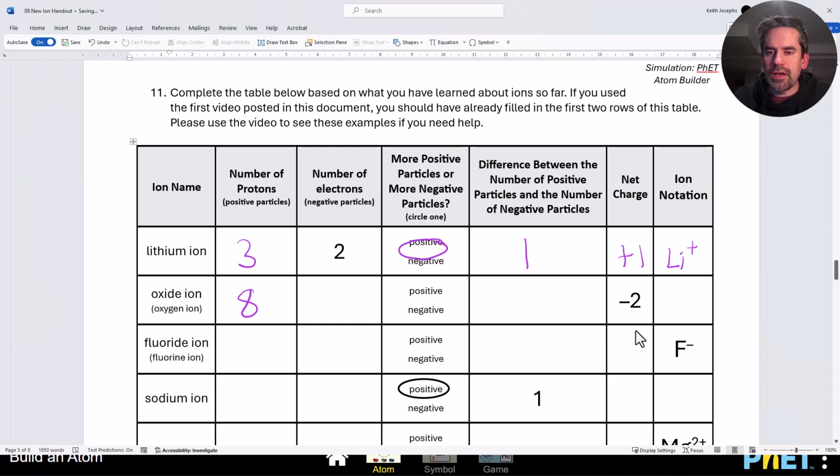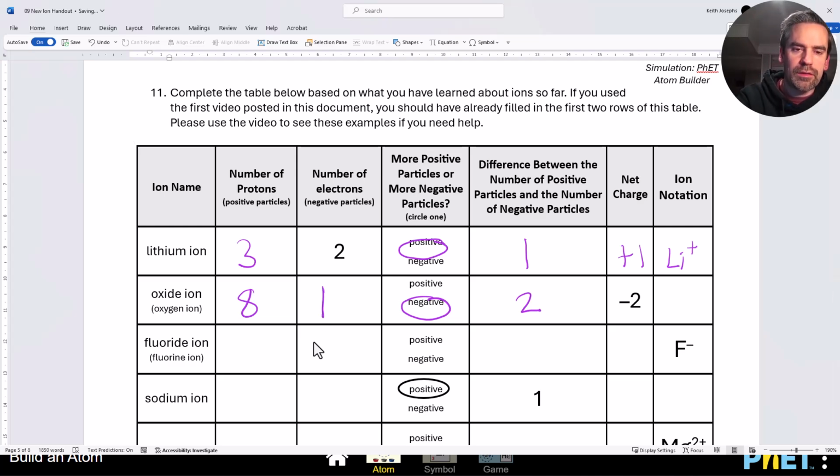Now we notice the net charge is -2, which means that we should have a difference of 2 between our positive and our negative. And over here we can see that if we have a negative, that means we should have more negative particles than positive particles, right? And so our number of negative particles need to be greater than our number of positive particles. So we should have 10, because that is 2 more negative particles.